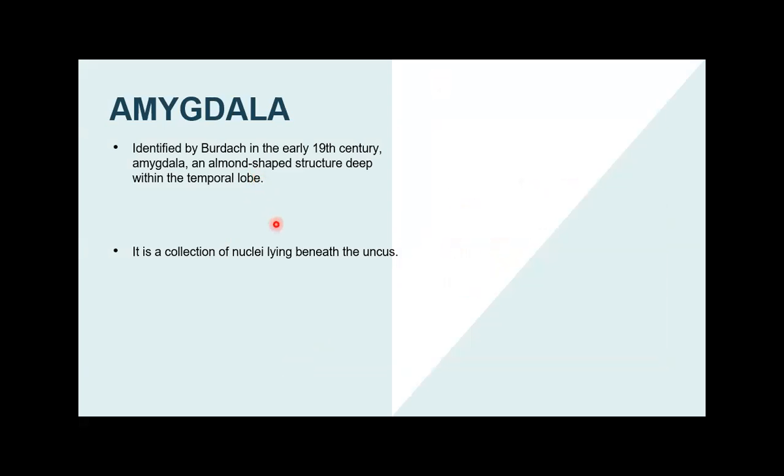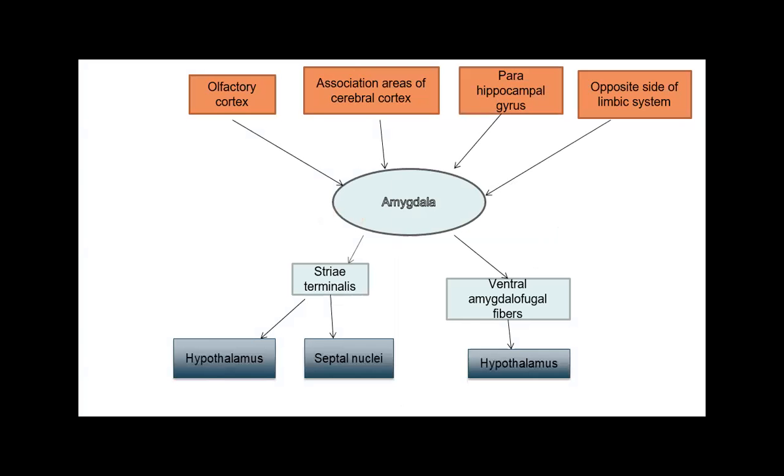The amygdala was identified by Burdach in the early 19th century. It is an almond-shaped structure within the temporal lobe, a collection of nuclei lying beneath the uncus. So these are the connections of the amygdala. It receives its afferents from the olfactory cortex, various association areas in the cerebral cortex, the parahippocampal gyrus, and from the opposite side limbic system.